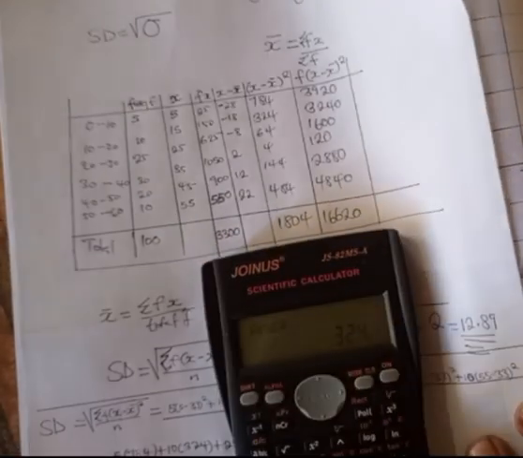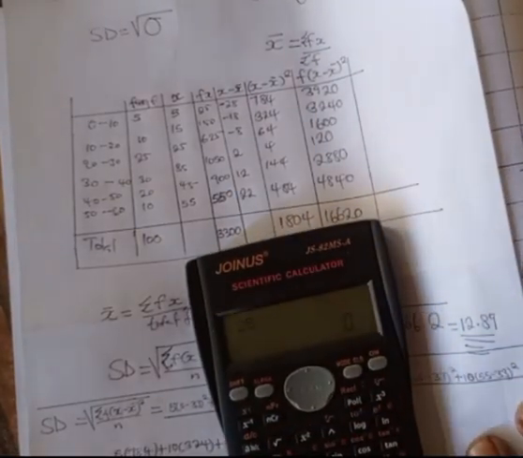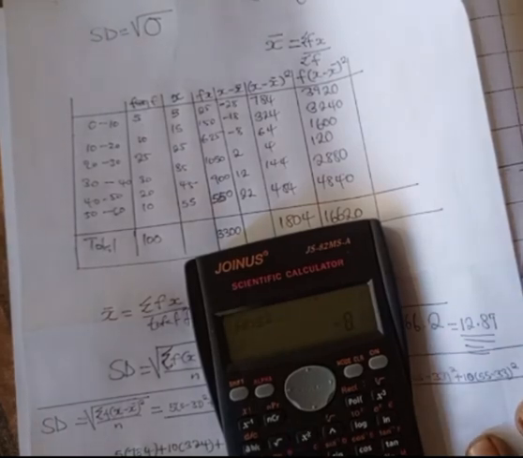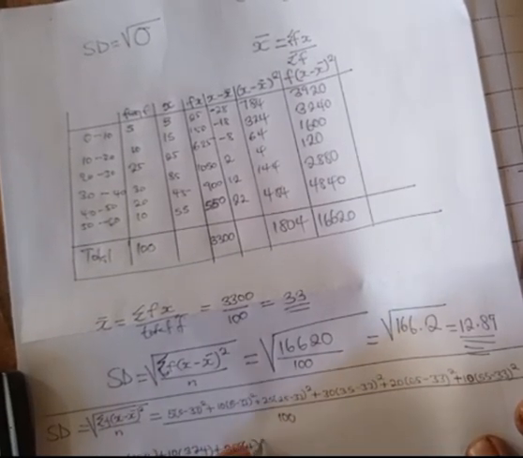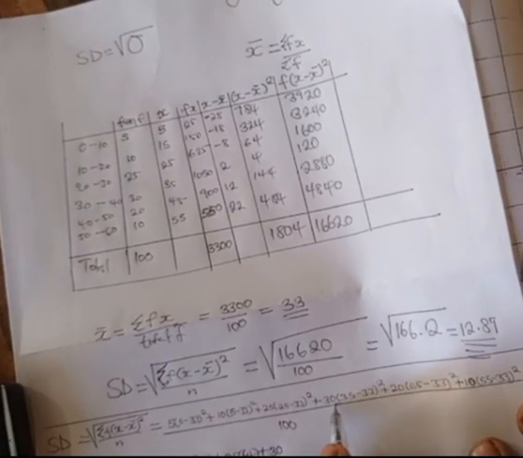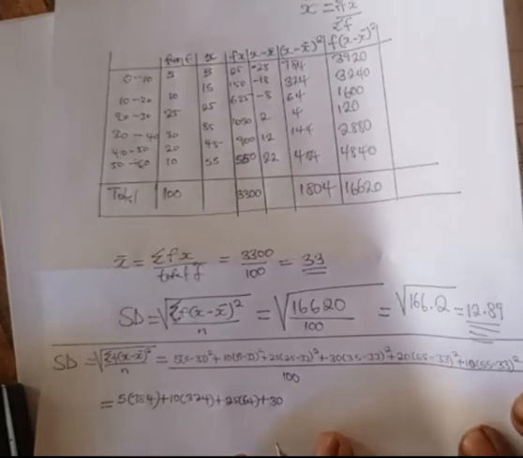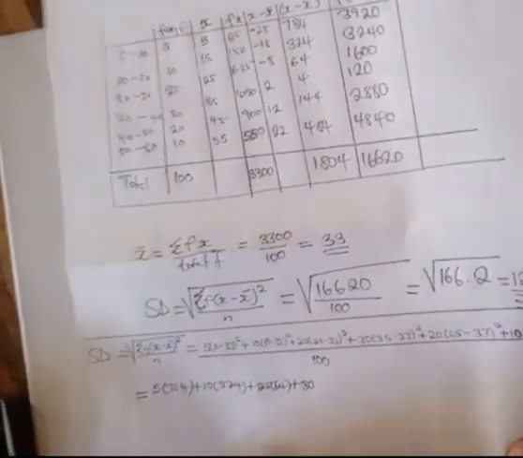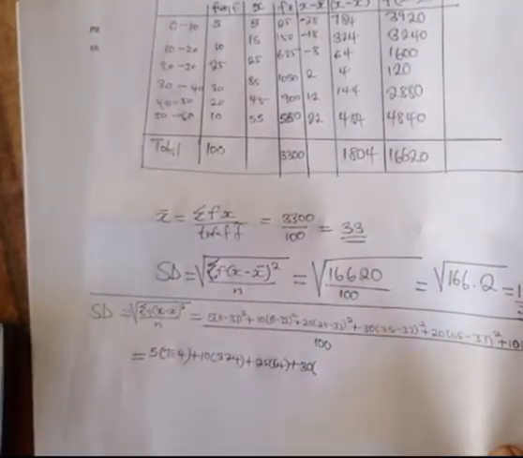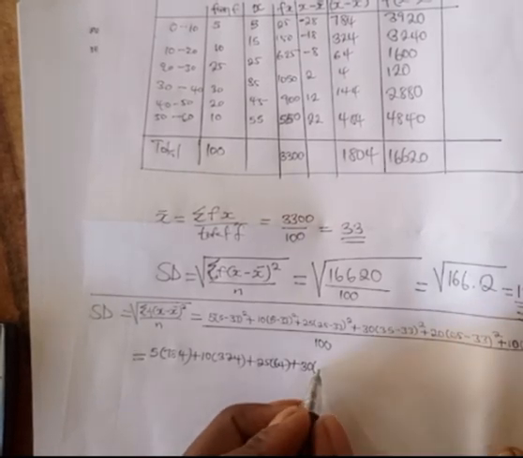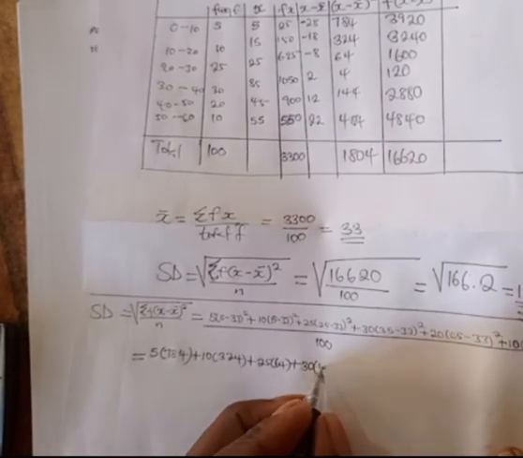Open bracket. I have 25 minus 33. Whatever answer I get, I square. So I have 64. Then plus, I have 30 there. So it will be 30, open bracket, 35 minus 33. It will be 2, and 2 squared is 4.